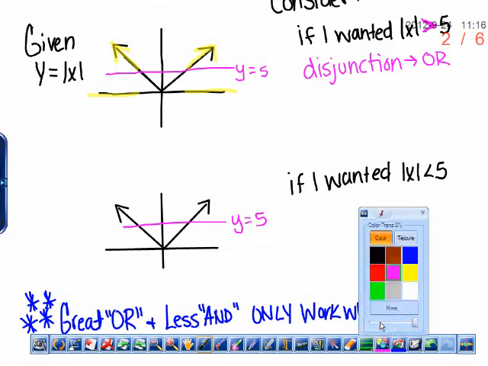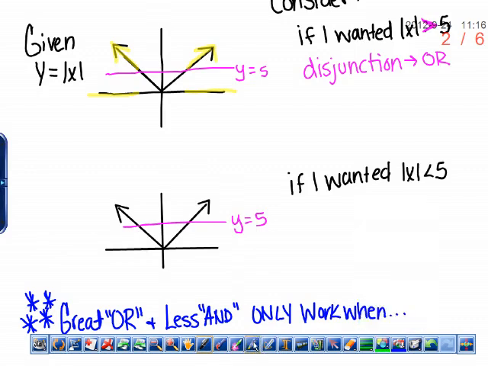But this time, which piece of the graph do I want? What's below it? So this piece, right? Would you agree with that? Which means that the x values, if you go down to your x-axis on your number line, it's these x values, right? Do you agree with that? Okay.